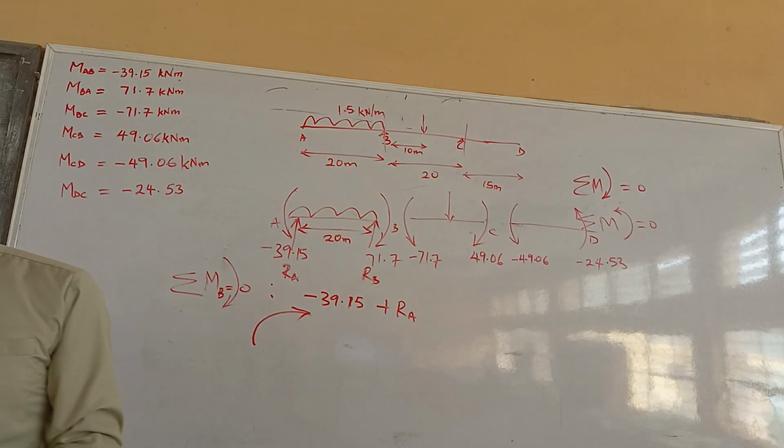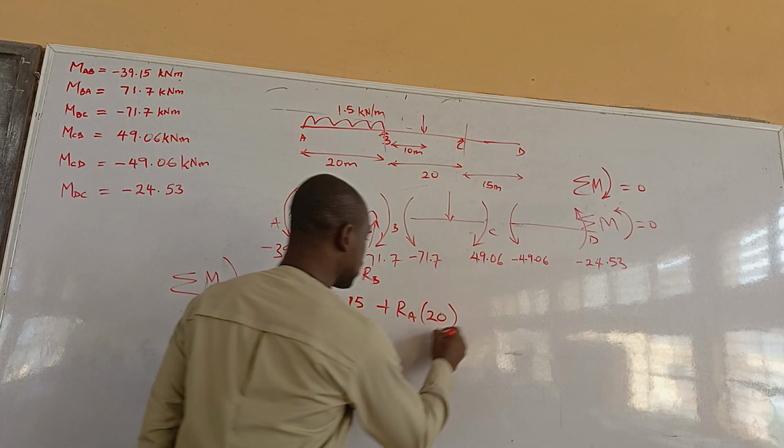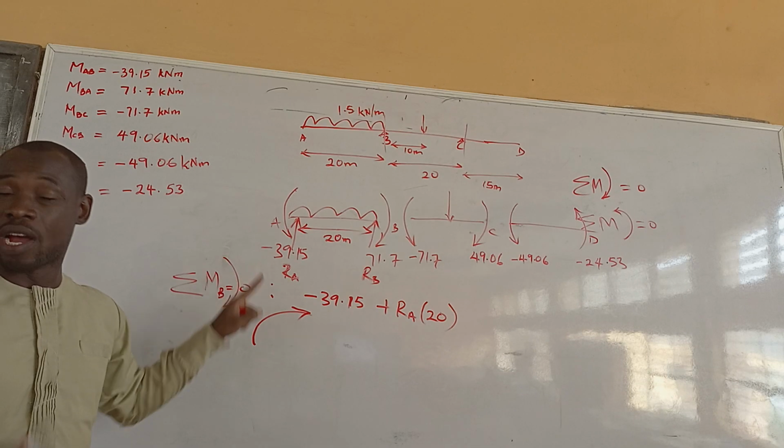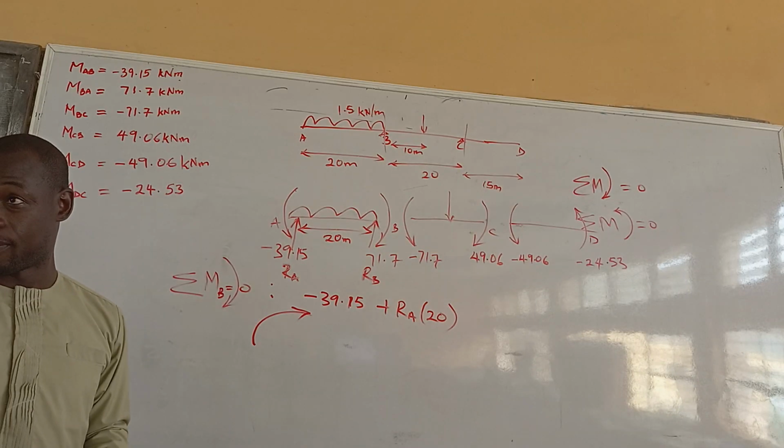Moment is force times perpendicular distance. So what distance will it cross to get to B? Times 20. That one is for this reaction RA. You have done this already in your 200 level, year 2. You should still remember, but I'm trying to come back to your level so that you understand.